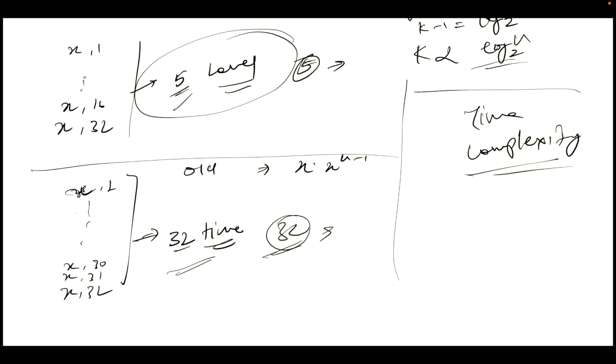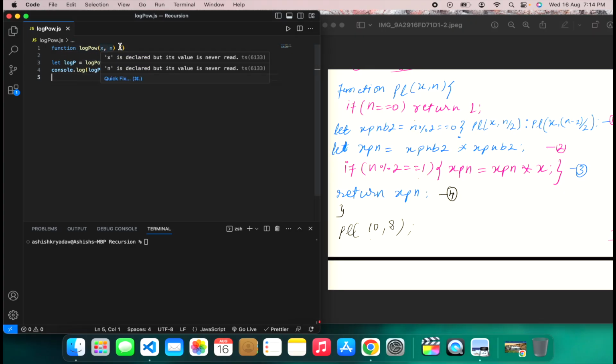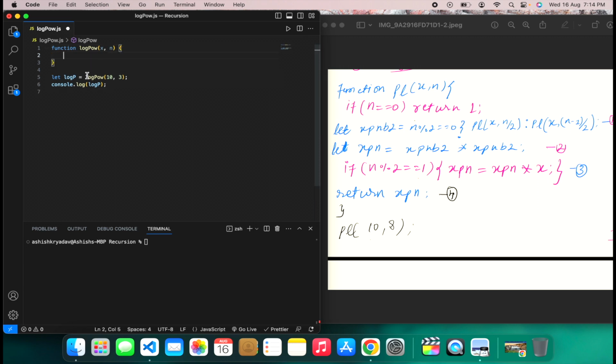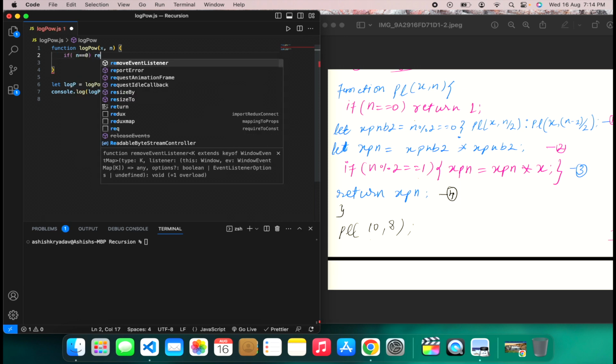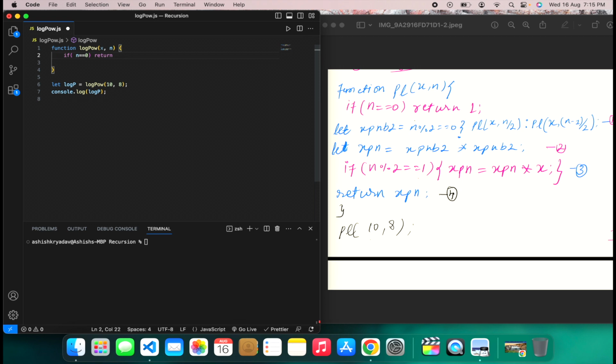So now we will see the practical implementation of our program. Here this is the body of the function, and we are passing x and n. Here we call the function, store the value of this function inside a variable, and print the variable, right? So now we will see what we write. We have to write the condition for n. If n equals 0, then it should return 1 only.